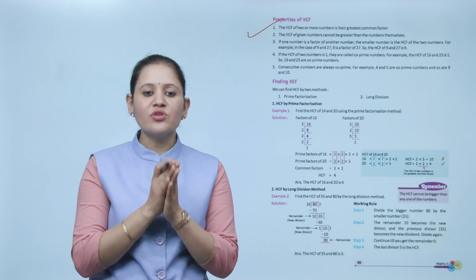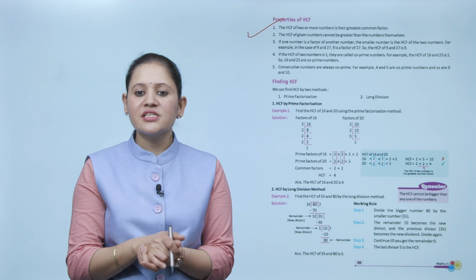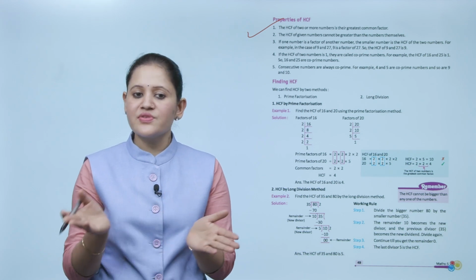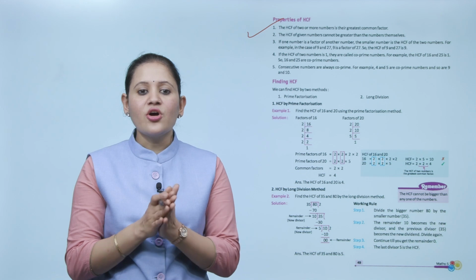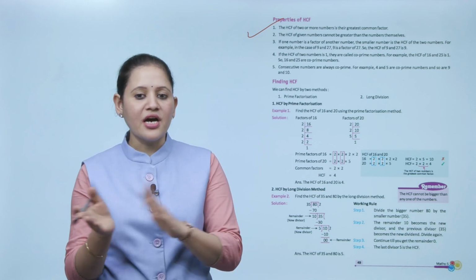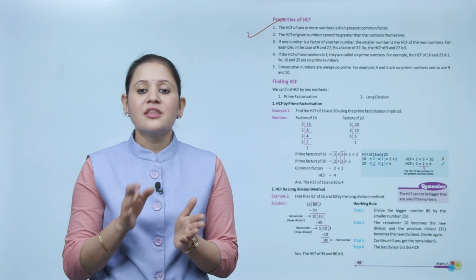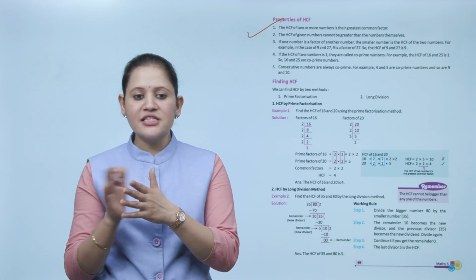If the HCF of two numbers is 1, they are called co-prime numbers. For example, the HCF of 16 and 25 is 1. So they are co-prime numbers. Consecutive numbers are always co-prime numbers, like 4 and 5 are co-prime because they do not have any common factor other than 1. So are 9 and 10.